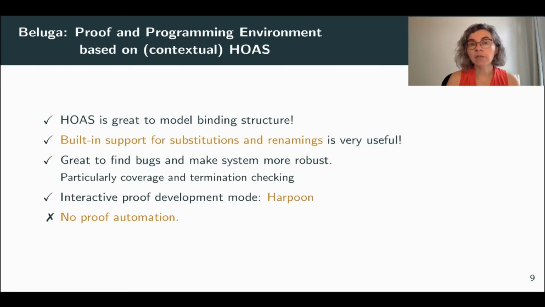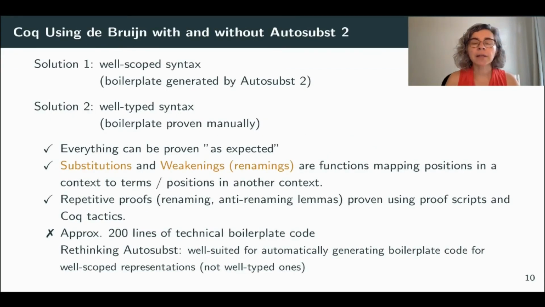And over the last year, we also implemented an interactive proof development mode, Harpoon, to make it easier to develop such proofs in general. But there is no proof automation. Now, Coq, on the other hand, we used De Bruijn encodings for modeling bindings. We had, in fact, two solutions developed by Kathrin Stark and Steven Schäfer.